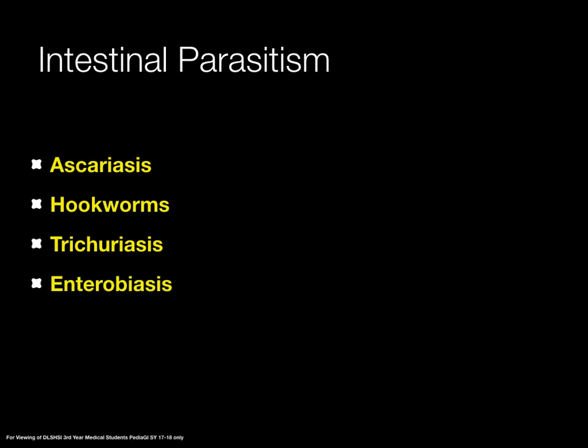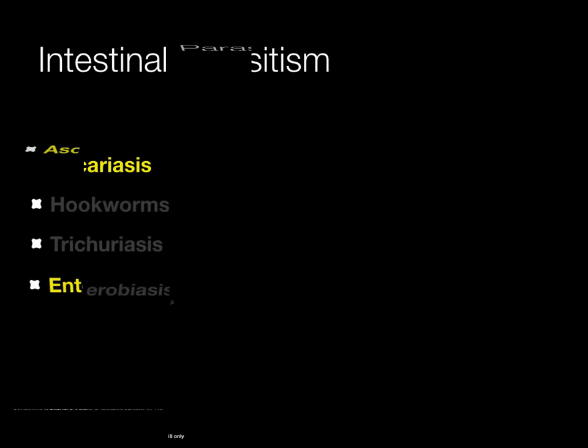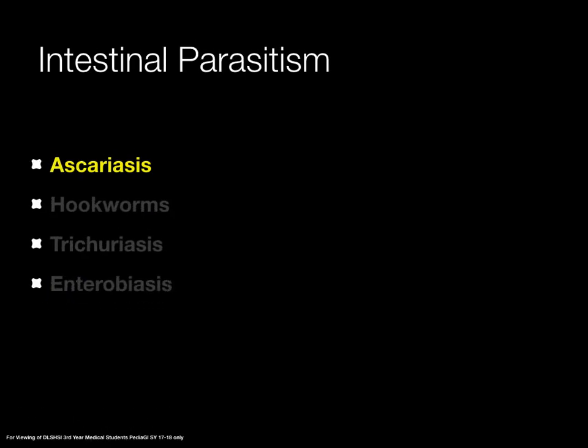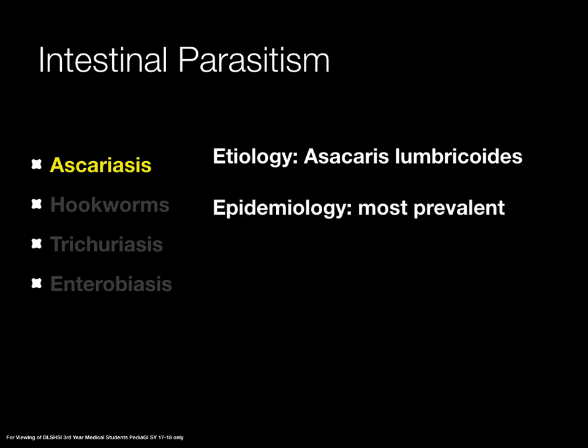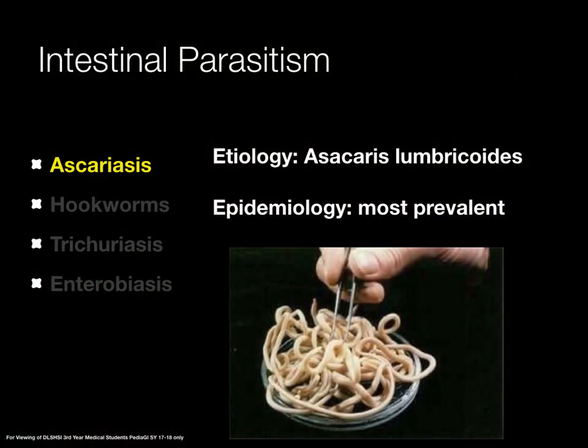Now we go to intestinal parasitism. Ascariasis is most common in the tropics and is caused by Ascaris lumbricoides. It is the most prevalent intestinal parasitism and looks like a plate of spaghetti.